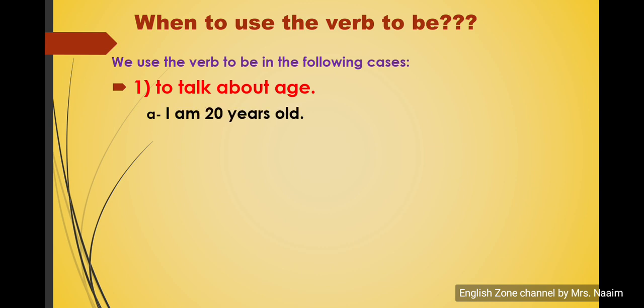So the first example is I am 20 years old. Okay, عمري 20 سنة. Okay, I am 20 years old. Okay, so حينما تريد أن تخبر أحدا عن عمرك فتستعمل I أنا am verb to be 20 years old or 15 years old or 17 years old. It depends on your age. Now we move to the second example.